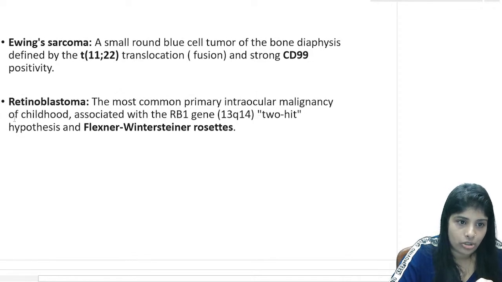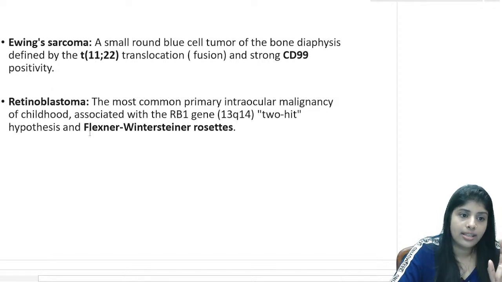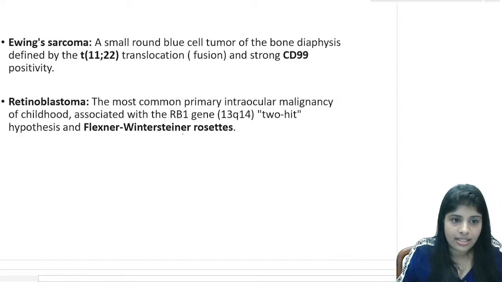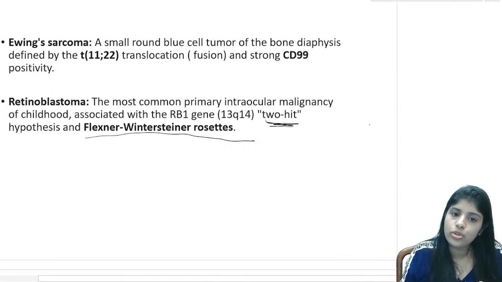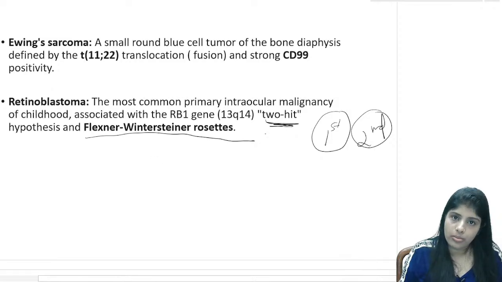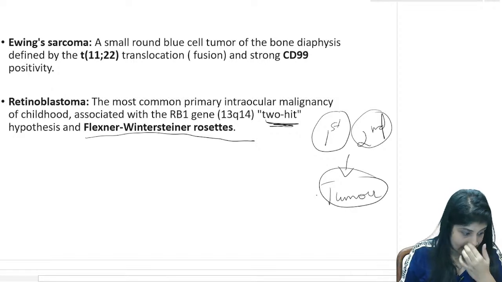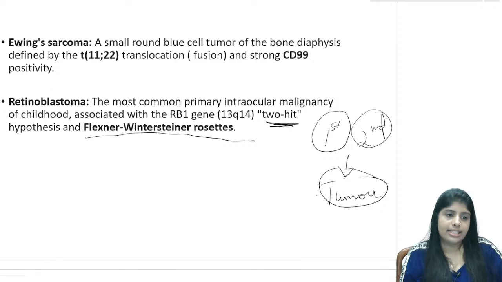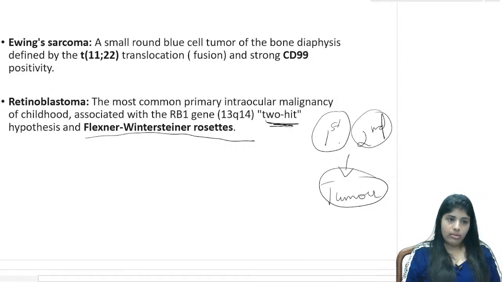Fine. And in retinoblastoma, what you see is very important: Flexner-Wintersteiner rosettes. These are seen. And what is the two-hit hypothesis? It means there are two alleles, the first allele and the second allele. If the first allele is damaged, and the second allele is also damaged, only then can retinoblastoma occur. The tumor can form only if both alleles are affected. So that is about retinoblastoma and the two-hit hypothesis. And don't forget the term Flexner-Wintersteiner rosettes.